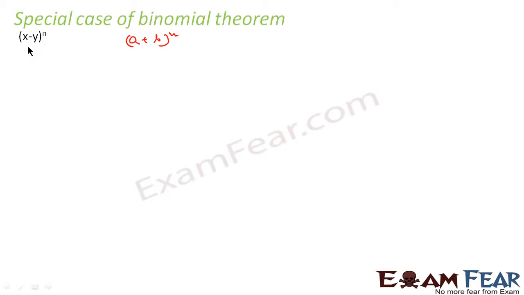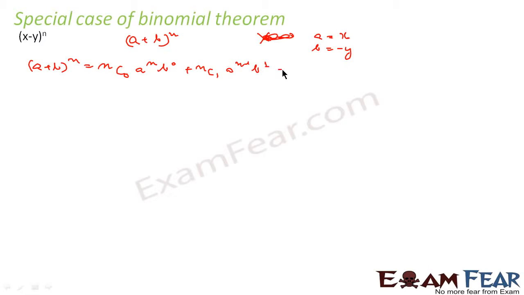So what we'll do here is replace a with x and b with minus y. a plus b to the power n is equal to nC0 a to the power n b to the power 0, plus nC1 a to the power n minus 1 b to the power 1, and so on, up to nCn a to the power 0 b to the power n. Here we are replacing a with x and b with minus y.